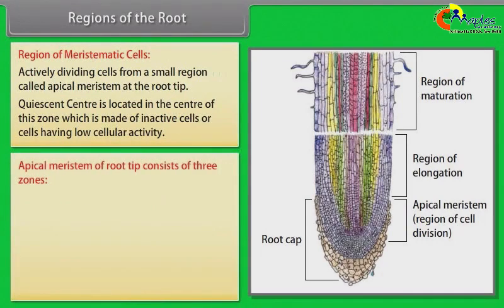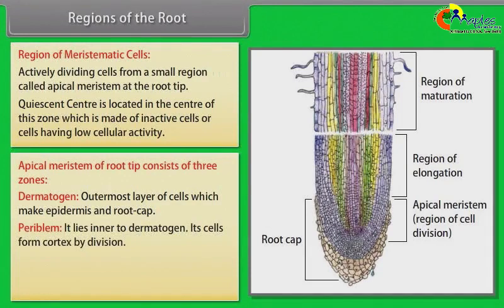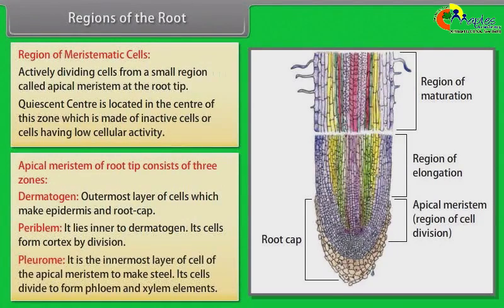Apical meristem of root tip consists of three zones: dermatogen, the outermost layer of cells which make epidermis and root cap; periblem, it lies inner to dermatogen. Its cells form cortex by division. Plerome. It is the innermost layer of cells of the apical meristem to make stele. Its cells divide to form phloem and xylem elements.